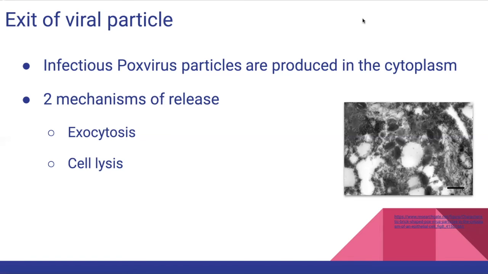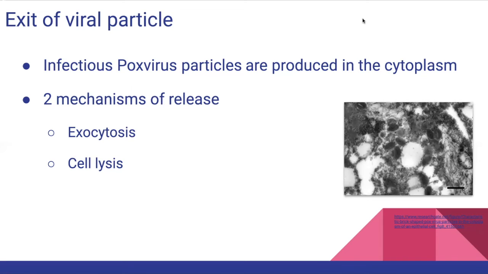Now to discuss the exit of a viral particle. Infectious poxvirus particles are produced in the cytoplasm, as can be seen in the image to the right. There are two mechanisms of release: exocytosis and cell lysis. In order to be released via exocytosis, these particles are further enveloped by intracellular membranes to form intracellular enveloped viruses that can then be brought to the cell surface on microtubules and exposed on the cell surface by exocytosis.